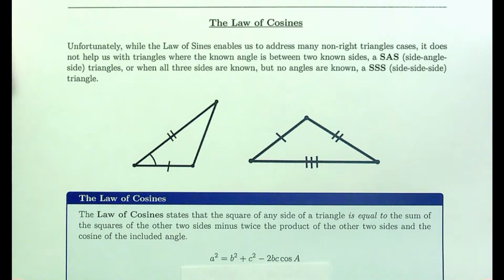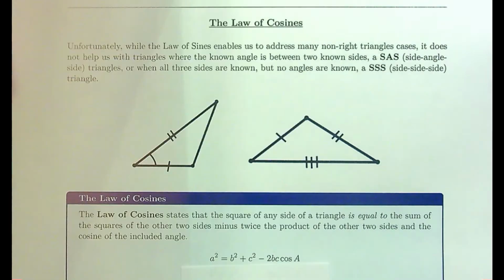The law of cosines is another theorem that allows us to tackle oblique or non-right triangles. It is similar to the law of sines in the sense that it allows us to figure out the sides and the angles of a triangle that is not a right triangle. This law is going to tackle the remaining two cases, which I had mentioned in the previous lesson.